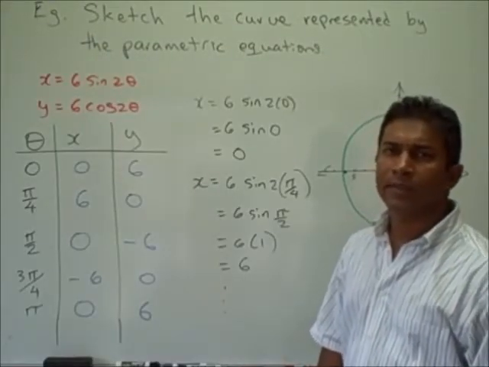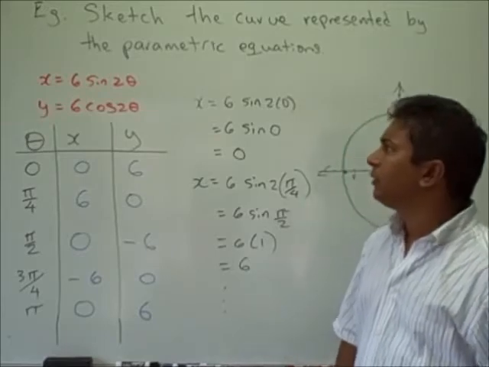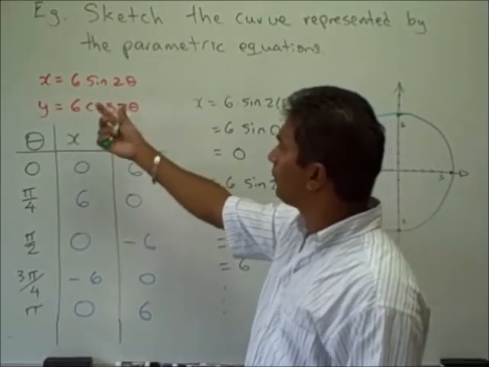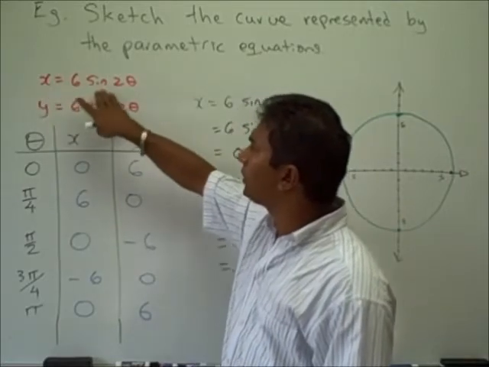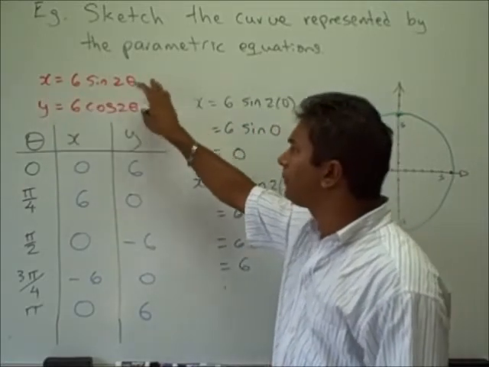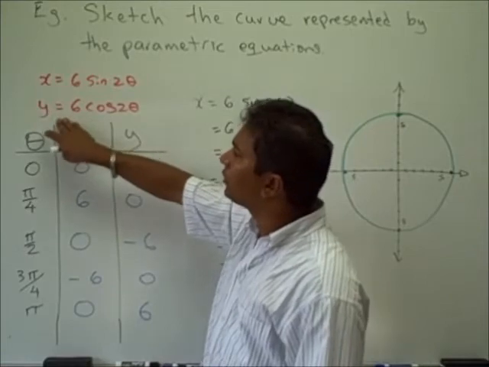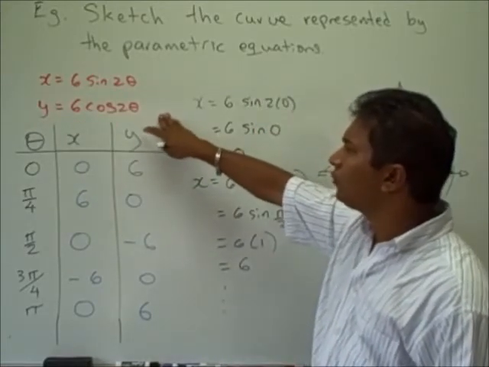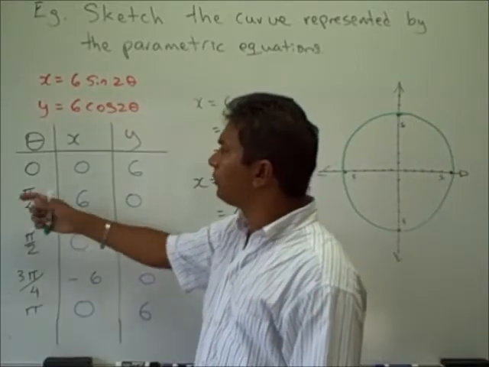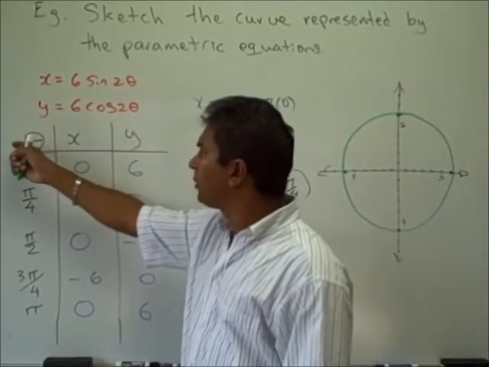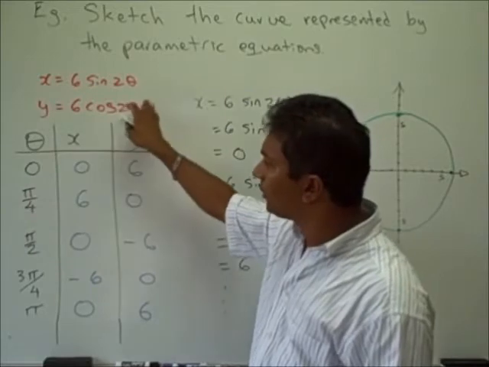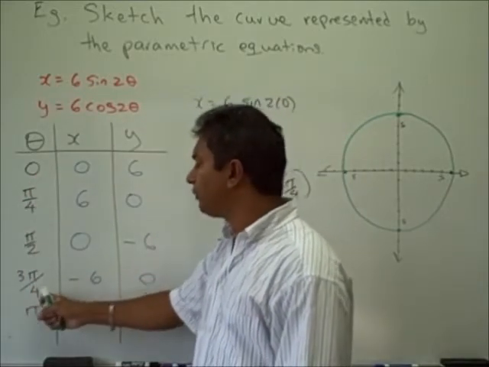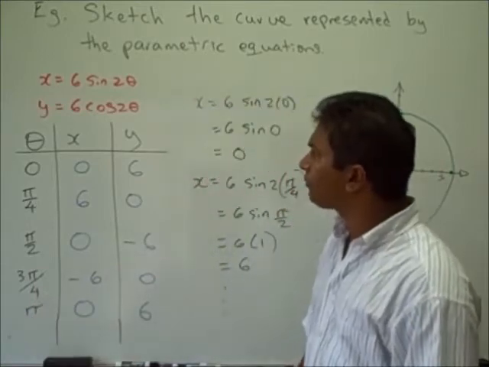Here's another example of sketching a parametric equation. This time our parameter is theta. So our first parametric equation is x is equal to 6 sine 2 theta. And our second parametric equation is y is equal to 6 cosine of 2 theta. So here's our table where theta is our parameter. We're going to choose values for theta. I've chosen 0, pi over 4, pi over 2, 3 pi over 4, and pi.